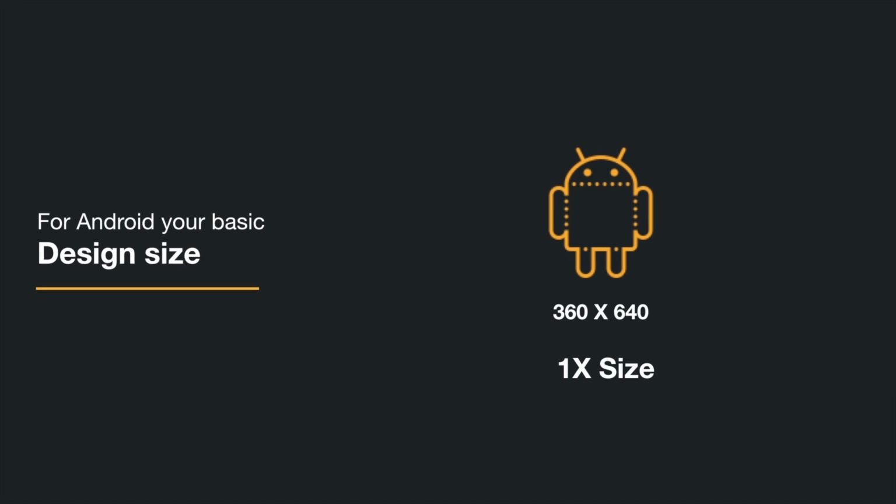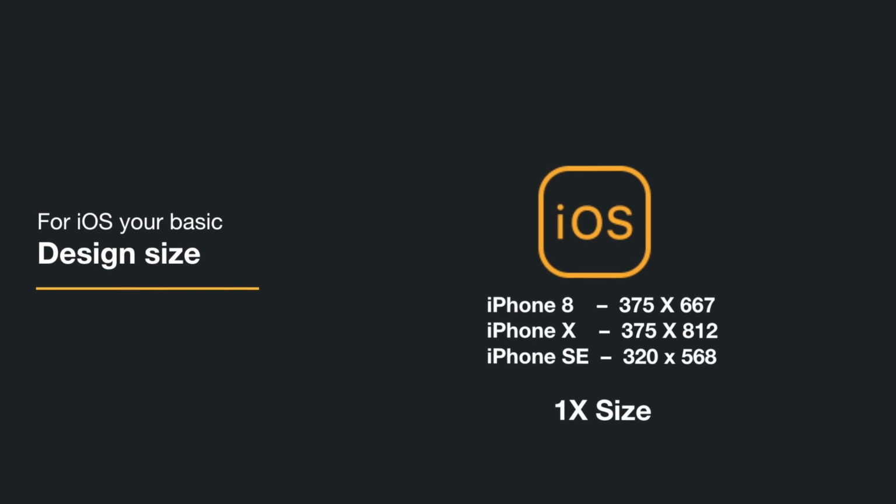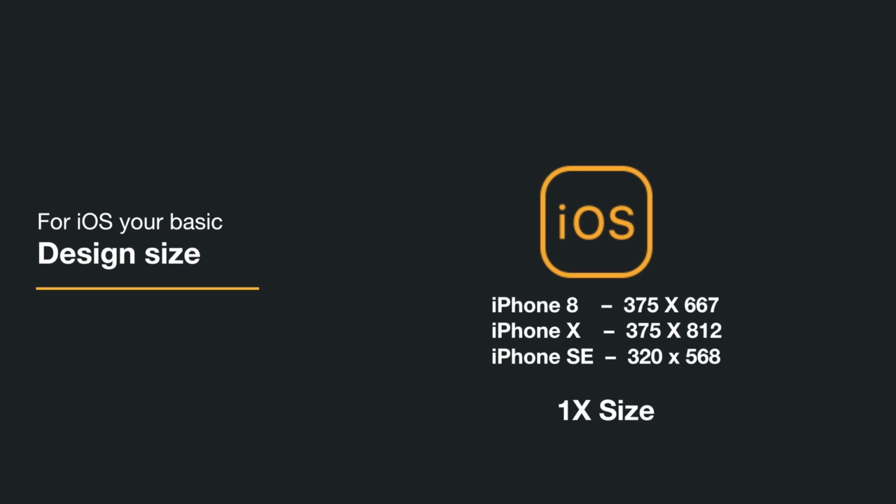For Android, your basic design size is 360 by 640. That's the 1x size. For iOS, for iPhone 8, it is 375 by 667. For iPhone X it is 375 by 812. And for iPhone SE, it is 320 by 568. Again, all these are 1x sizes.